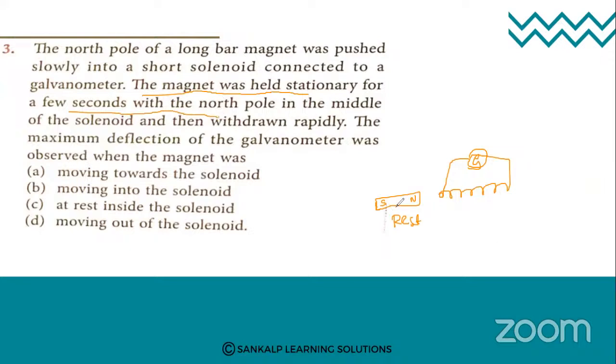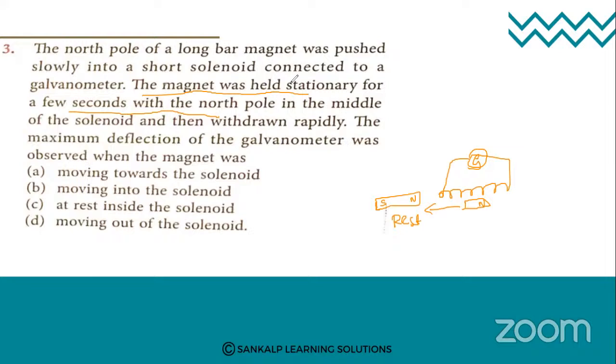So what are you doing? You move the magnet to get it to the middle of the solenoid, with the north pole in the middle. Once the north pole reaches the middle, you stop the movement. And then you move it rapidly and take it out. The maximum deflection of the galvanometer was observed when the magnet was.